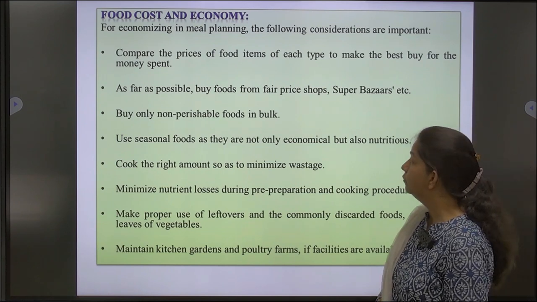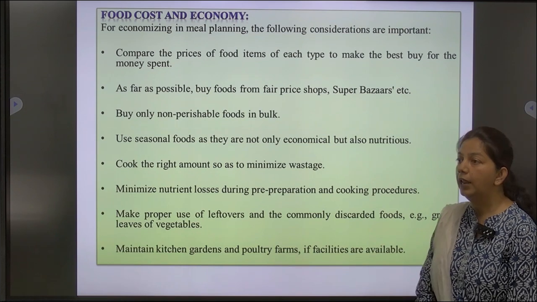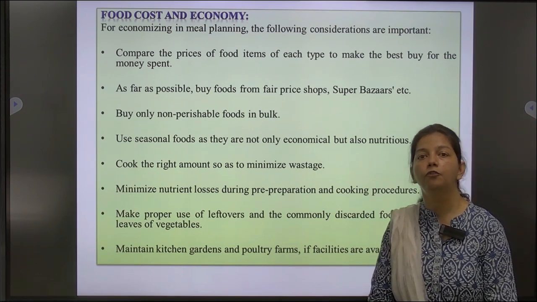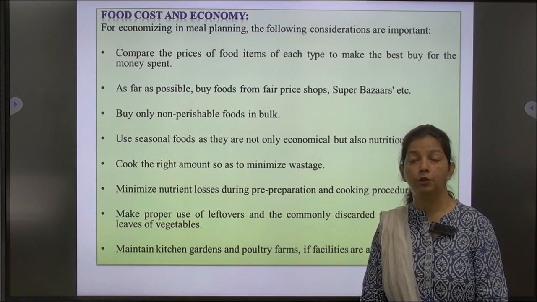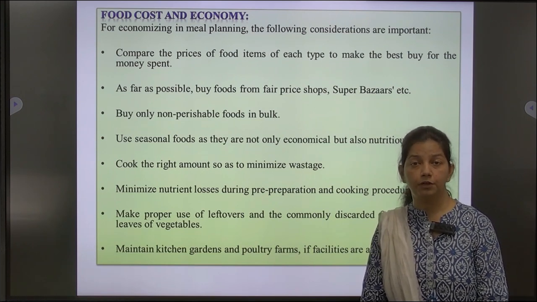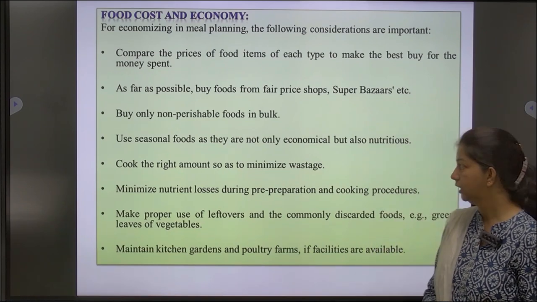Use seasonal foods as they are economical and nutritious too. Like in winter seasons, prefer more winter fruit items. In summer season, prefer more summer food items because they are economically cheaper and they contain all the nutrients according to the present season.